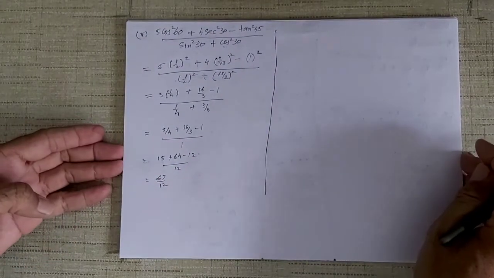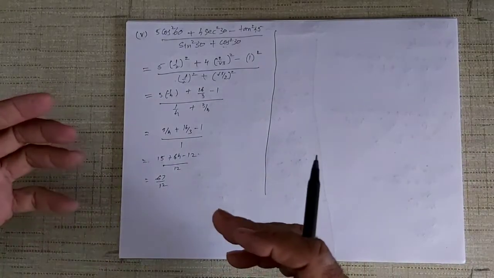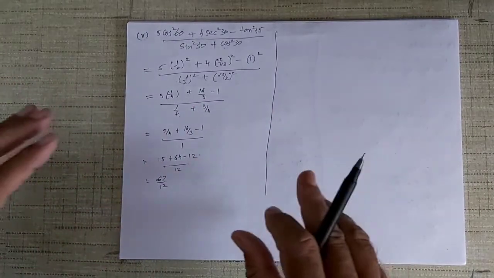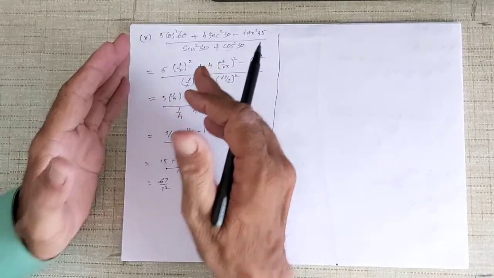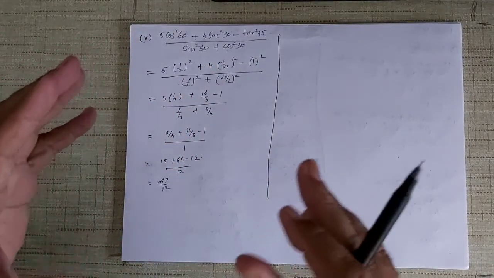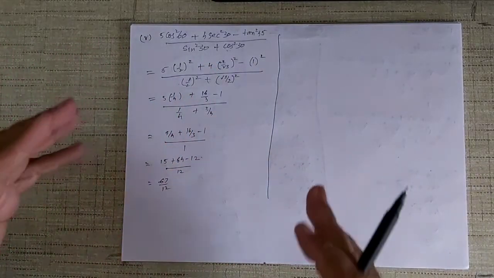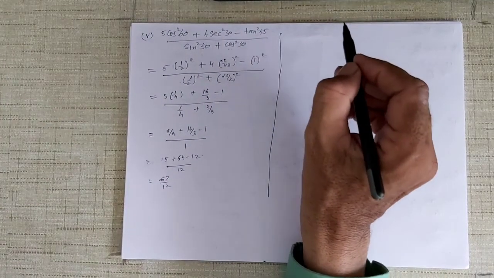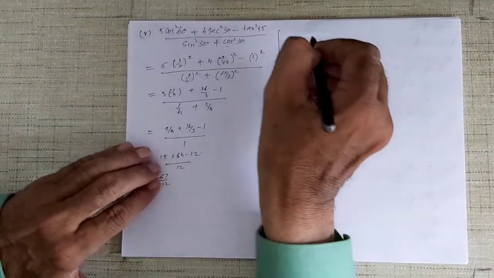Now it's important that you learn to simplify. You should know the table. Put the values in this question. The values of trigonometric ratios 30, 45, 60, 90. You should know that. Otherwise you cannot do these problems. Alright. That was question number 1. Okay. Second question.